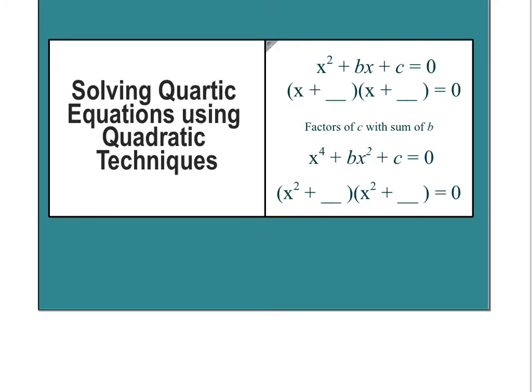So for quartic equations, same kind of idea. For quartic equations, you want the factors of C with sum of B. So this doesn't change here. All it becomes is x squared plus something, x squared plus something, and then you just set them equal to 0 and solve it, however you can.